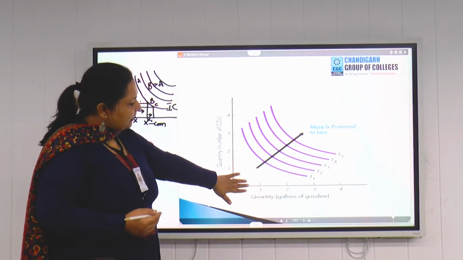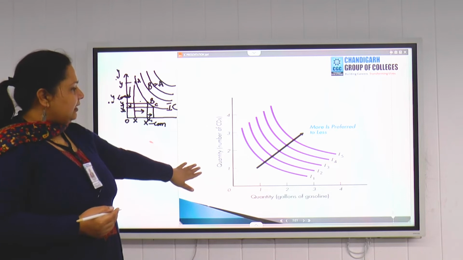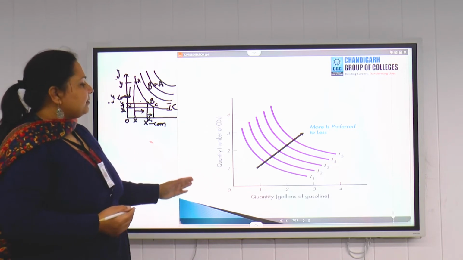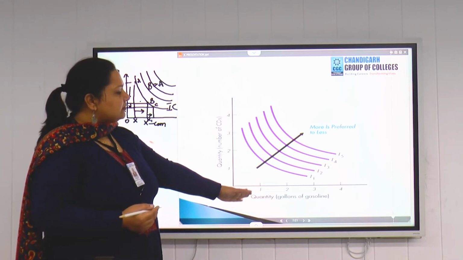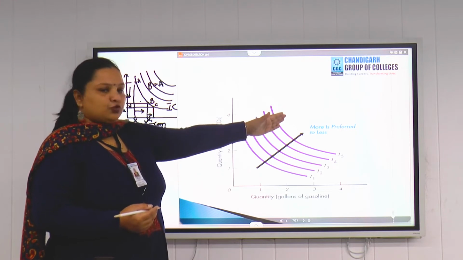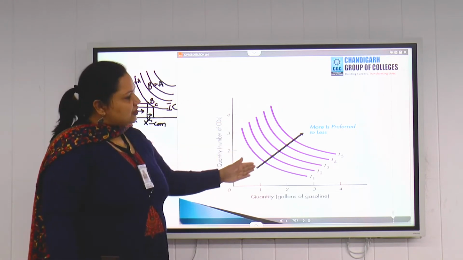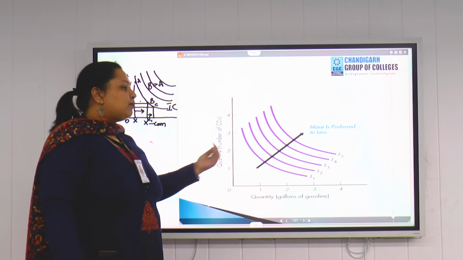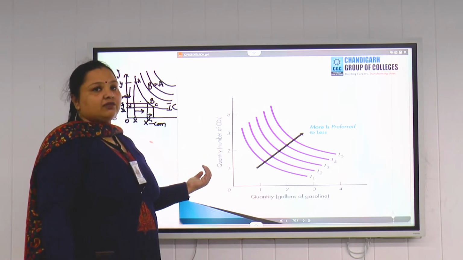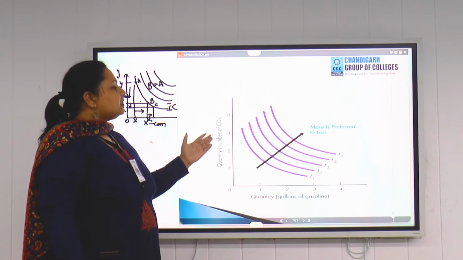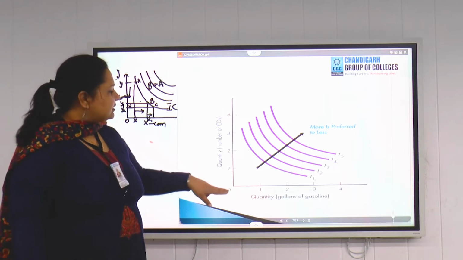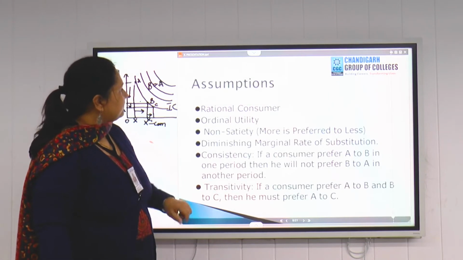Now here again, what I have drawn in the diagram is a set of indifference curves. As we are moving towards the right, satisfaction will go on increasing. When we are moving towards the left, satisfaction will go on decreasing. So a set of indifference curves is an indifference map.